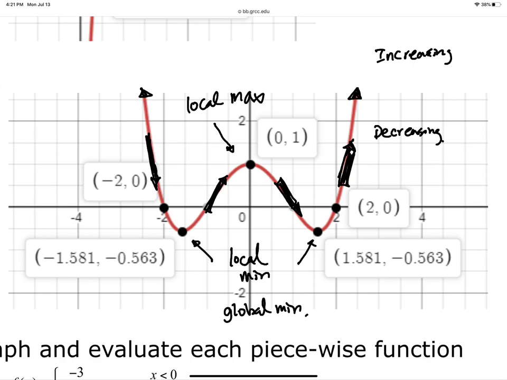So in this case, my increasing would be from negative 1.5A1, comma, 0, union 1.5A1 to positive infinity. Decreasing, when the pencil is pointing down, will be from negative infinity to negative 1.5A1, union 0 to 1.5A1.